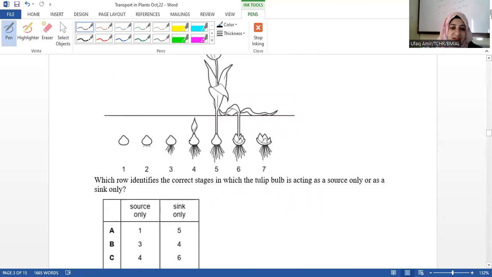You can see that if you look at this one here, the tulip bulb is only acting as a source. It's just providing, it is not acting as a sink. It is not receiving food from anywhere. It itself is providing food to this growing plumule and this growing seedling, which is getting energy and food from this bulb. So here it is acting only as a source.